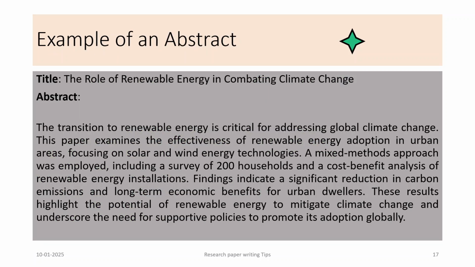See, I give an example of an abstract. Suppose the topic is the role of renewable energy in combating climate change. Because I have given this, it is neither too small nor too broad an area. So it is a balanced one. I already discussed that. So what I am writing in the abstract: the transition to renewable energy is critical for addressing global climate change. This is my first sentence.